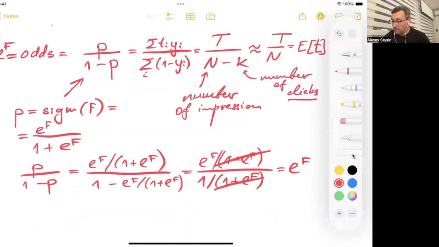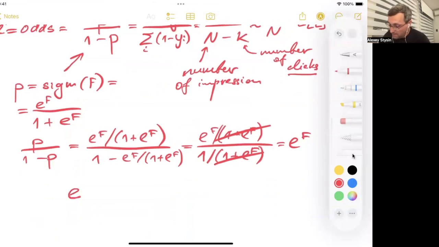And this is exactly what we now have. So this stuff is e to the f. And okay, let's write it once again here. So e to the f is approximately proportional to the expected watch time.